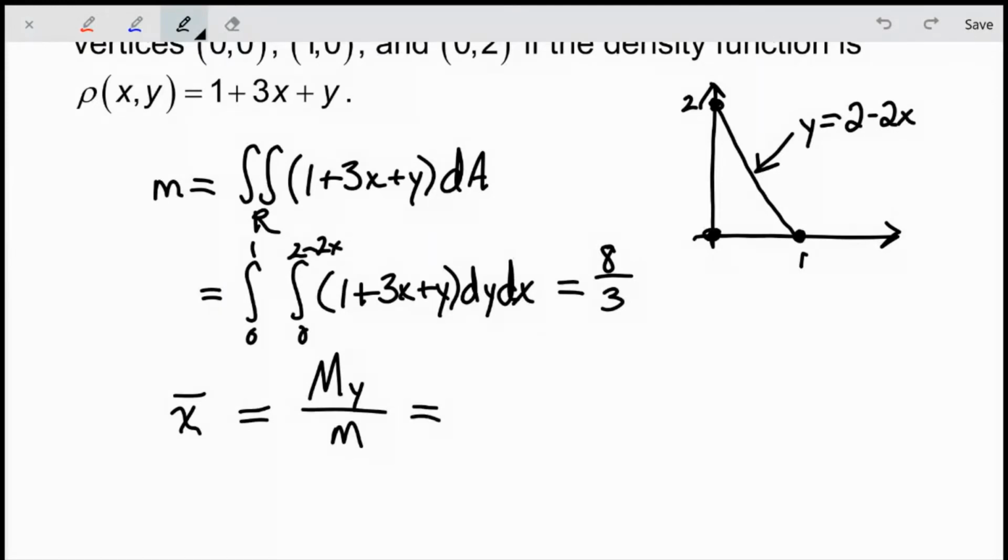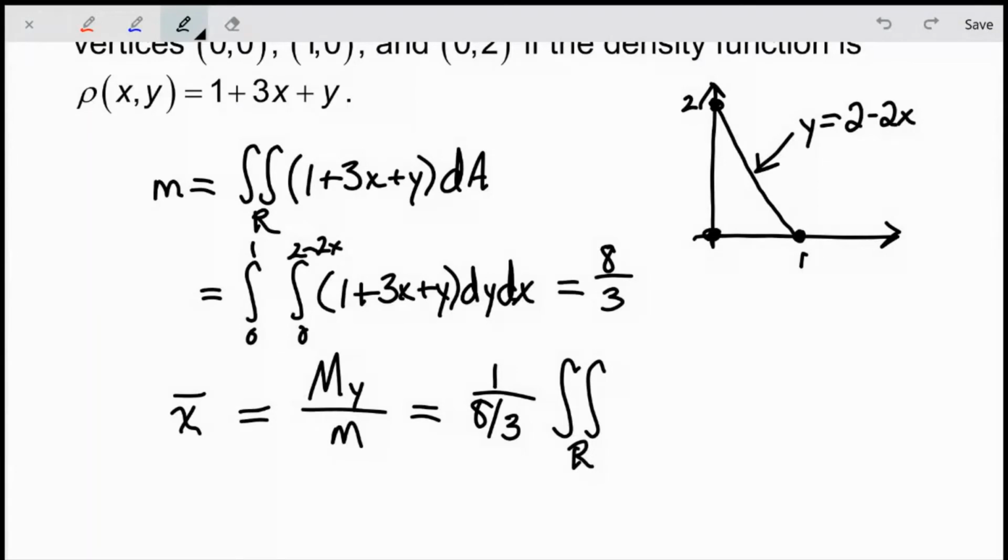So in the end here, I'm going to have 3/8 because I've already calculated my mass. And then for the moment about the y-axis, I'm going to have the double integral over that same region.